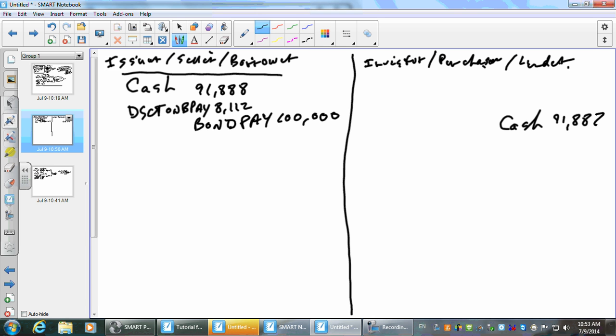$91,888. What did they buy? A bond. And now you have to know what you call it. Investment, and we'll say investment in held to maturity bonds, okay? We're making the assumption here we're going to keep them the whole time. We account for them differently if we're not going to keep them the whole time.